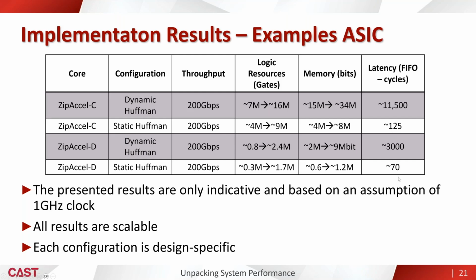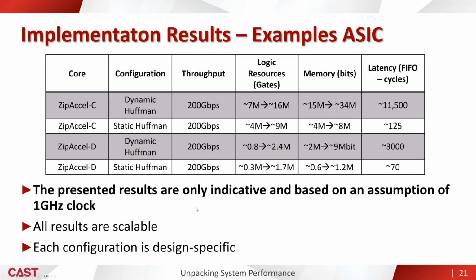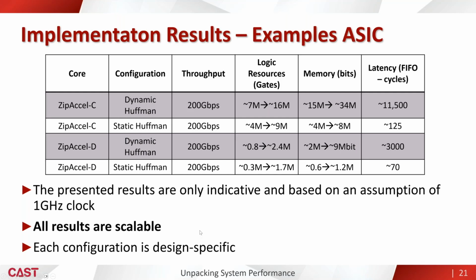And the same applies in principle for the decompression as well. Well, the memory bits are also affected by buffering of the files. The presented results are only indicative and based on the assumption of a 1 gigahertz clock. If the clock is faster, because the performance is linear with the clock, if, for instance, this applies to a 2 gigahertz clock implementation, the core sizes will drop to half. All the results are scalable.